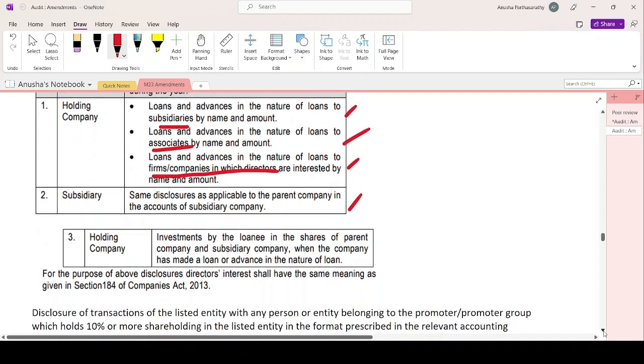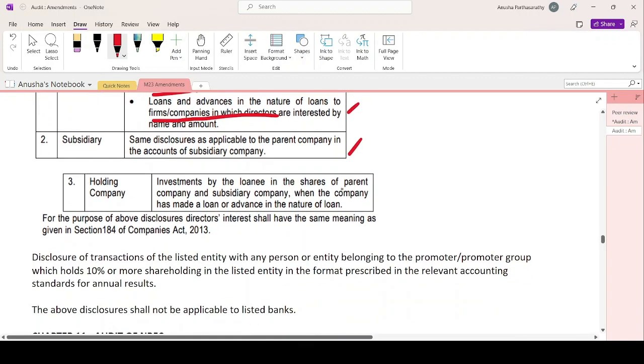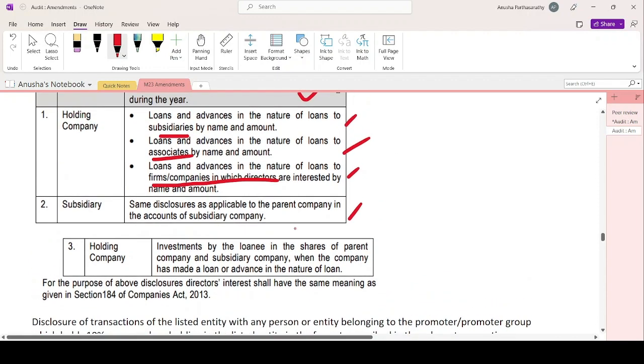Then holding company, investments by the loanee in the shares of the parent company and subsidiary company, when the company has made a loan or advance, the nature of loan. See, what I have done is I, being ABC Limited, have given a loan to some director or any of these parties. They have again invested in the shares of the parent, holding company or subsidiary company. That amount has to be disclosed specifically. Okay, understood? So this could be a twisted area within the question.